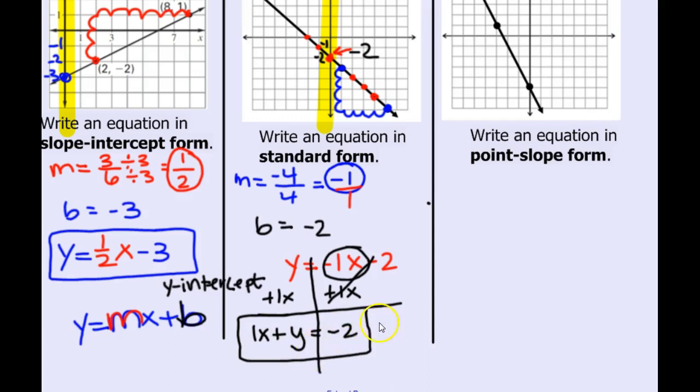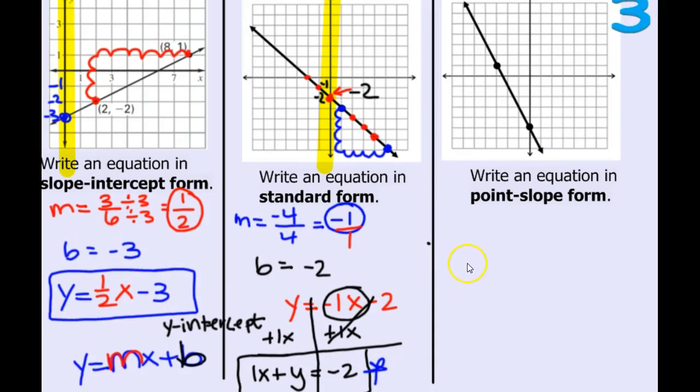And there we have standard form. The last one is probably one of the easier ones because it says we need point-slope form. Well, we can count our slope from the graph. Let's count rise over run.